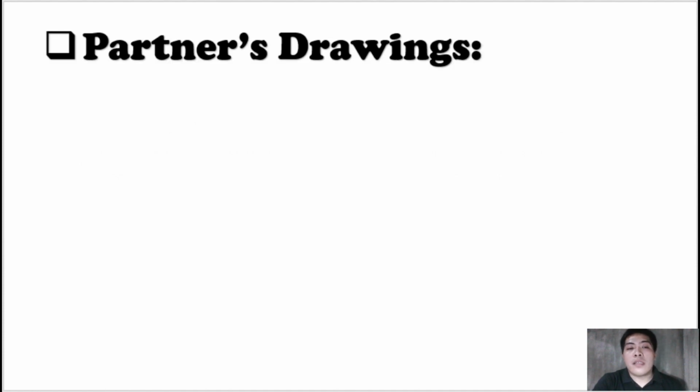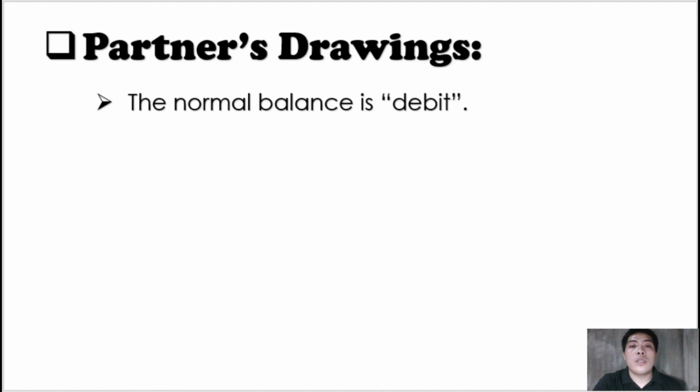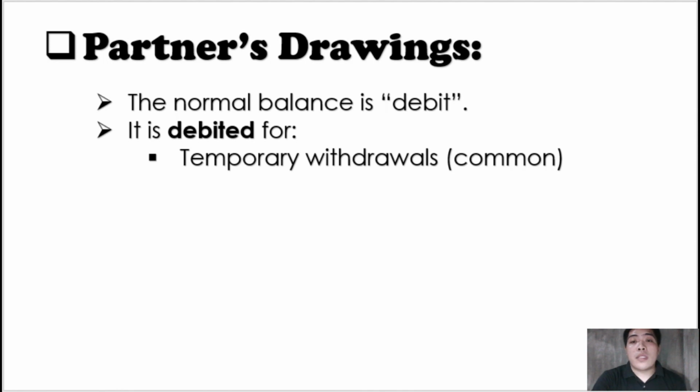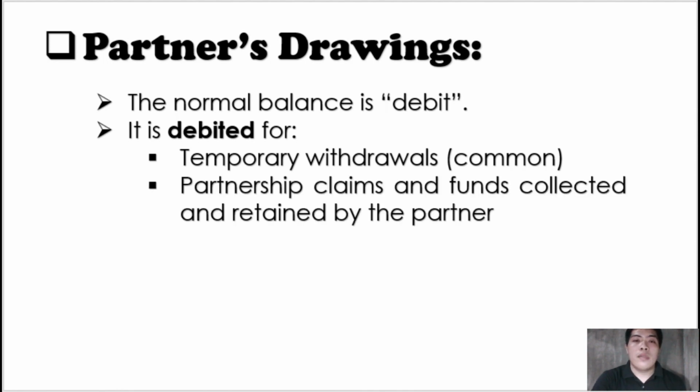The next, we have partners drawings. Partners drawings, normal balance, debit. Okay. Kung kanina yung partner's capital, credit, eto naman, debit. Okay. It is debited for temporary withdrawals, which is common. Okay. Partners claim and funds collected and retained by the partners. Yung ibig sabihin lang nito, kapag yung partnership merong mga claims at saka funds na kinokolekta ni partner, nire-retain niya, dinidebit yung partner's drawings as if we withdraw temporarily si partner from the partnership.